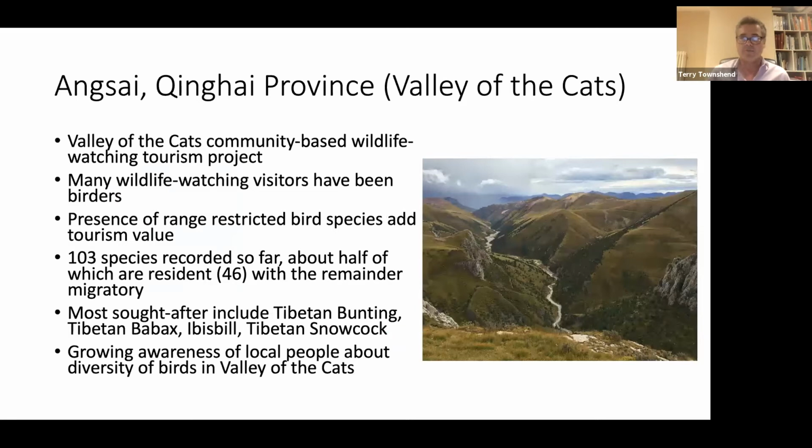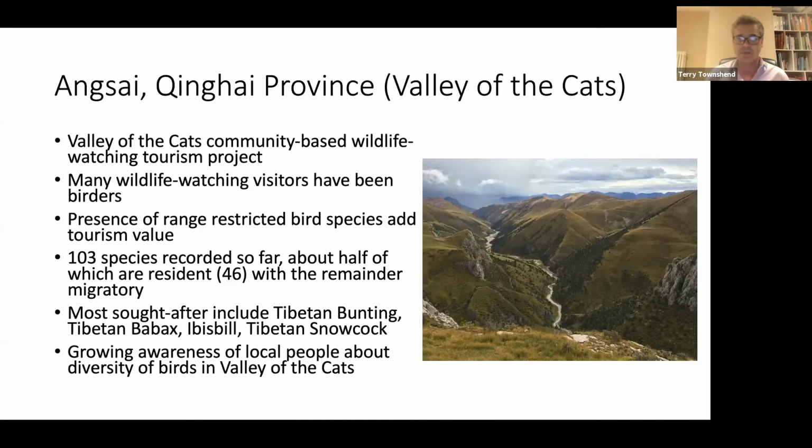And so just to take you to Angsai in Qinghai, Valley of the Cats, I think most people on this call will know about the community-based wildlife tourism project there. And many of the people that have come to visit to look for snow leopard have also been birders. And it's clear that the presence of many range-restricted species in this area adds value to the tourism there. So overall, so far, 103 species of bird have been recorded.